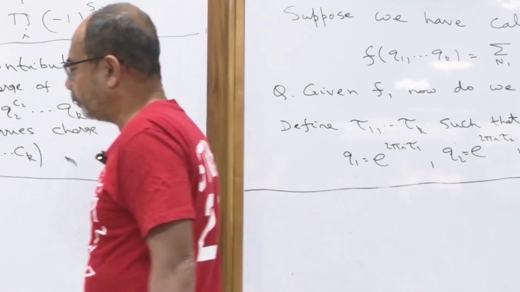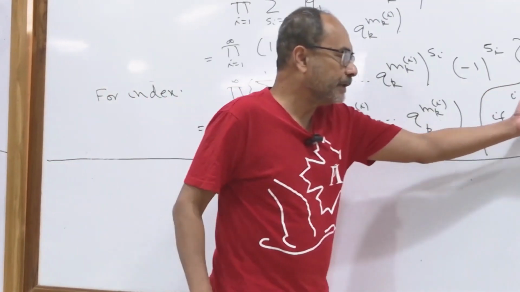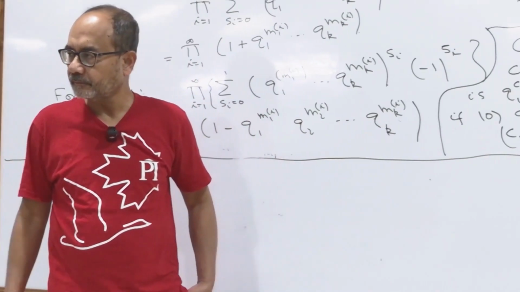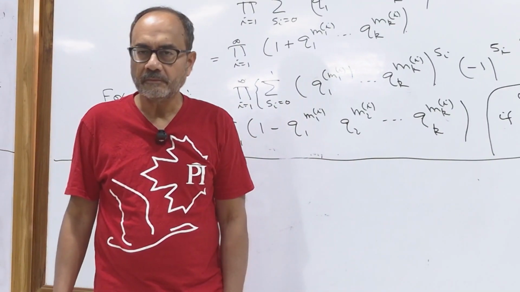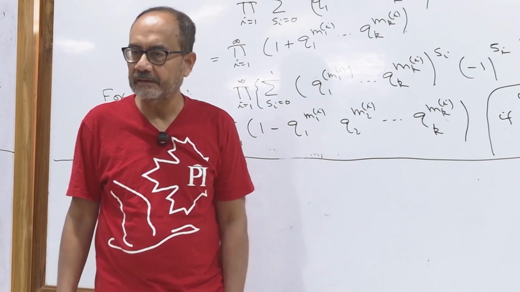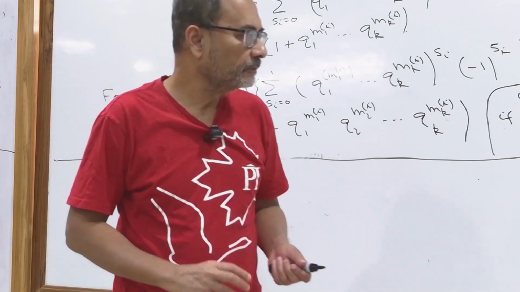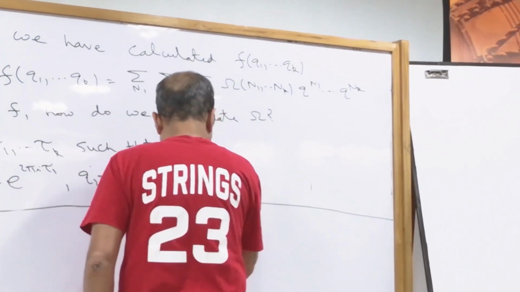So the partition functions are products of terms like this, inverses of this from the bosonic oscillators, and there is an overall factor of this kind. Is this clear? Are there questions? Okay. So we introduce these variables.